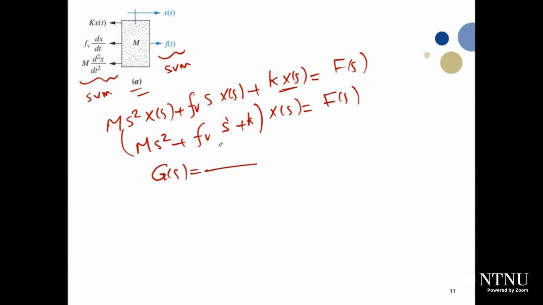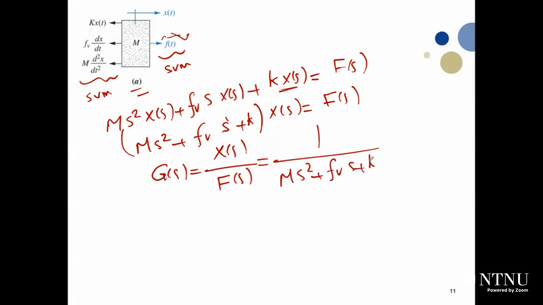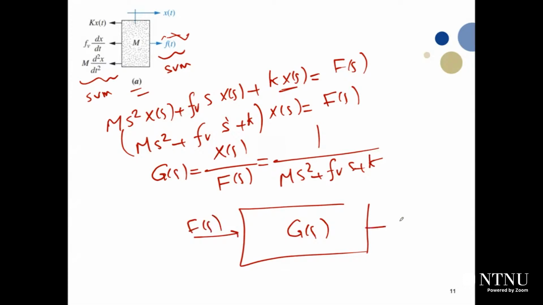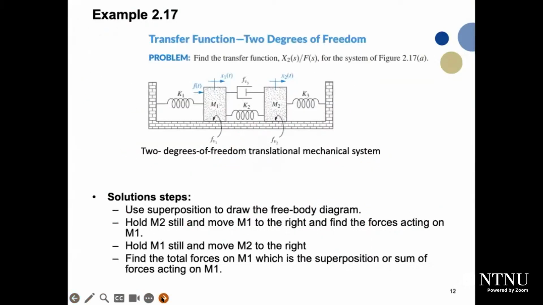So the transfer function equals x of s, the output, divided by the input, which is f of s. Of course, because if you are in the gym and playing something, you are providing input to the system, and the system will move. So the input is force and the output will be displacement. So this one will be 1 divided by ms squared plus fvs plus k. Draw the block diagram, write your transfer function here. The input will be f of s and the output will be x of s. Now you have your system modeled.